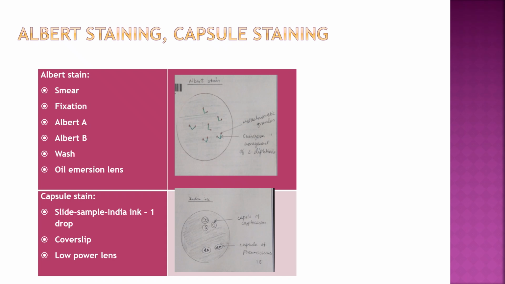Albert stain for 3 minutes, then wash it with tap water, then flood the slide with Albert iodine for 2 minutes, then wash the slide with tap water, air dry, and observe under the oil immersion lens by applying oil on the slide.